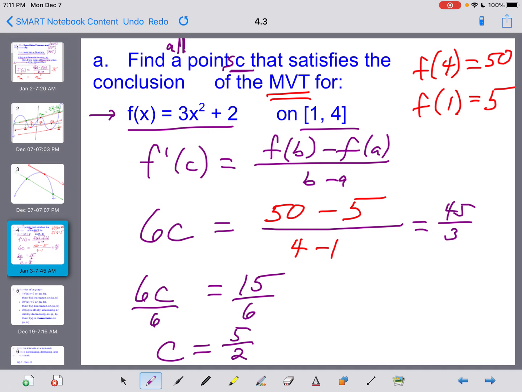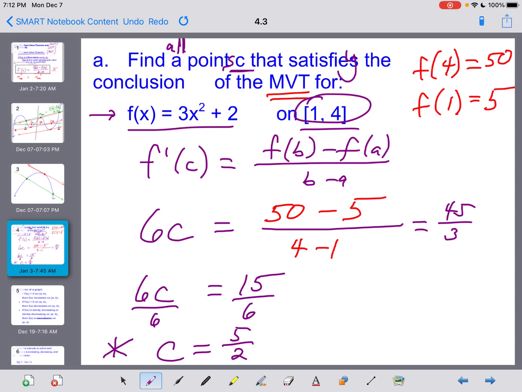Going back to the directions, find all points C that satisfy the conclusion of the mean value theorem. Well, we only came up with one. There's a reason that makes sense, and we'll get to that in a second, everybody. We only found one, and the quick question you should ask is, is this C value contained within that interval from A to B?